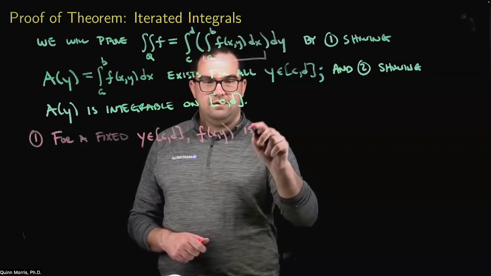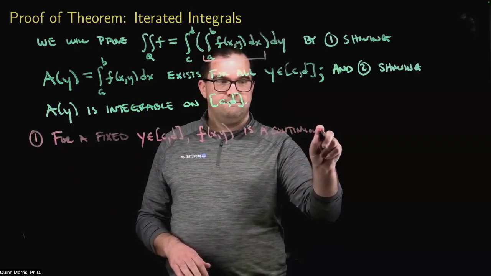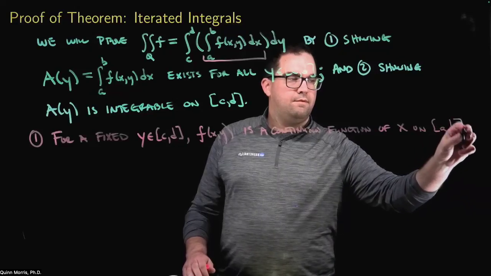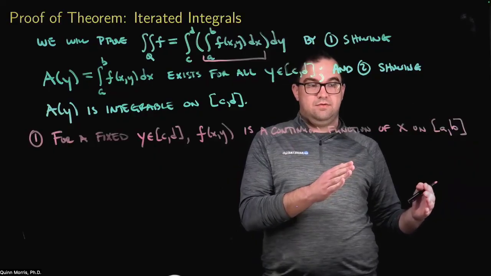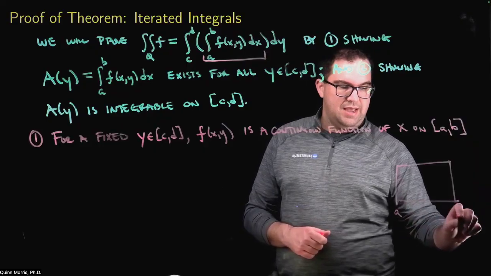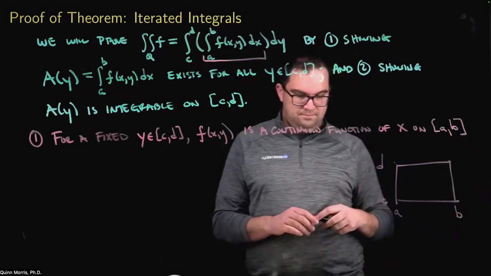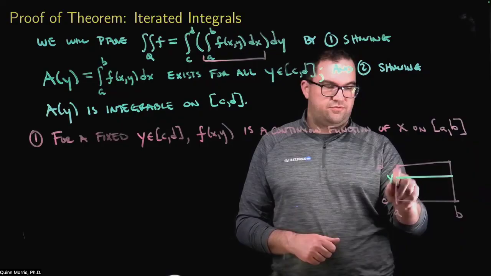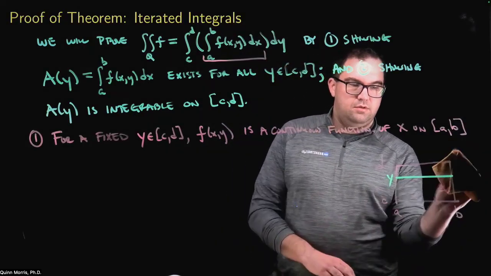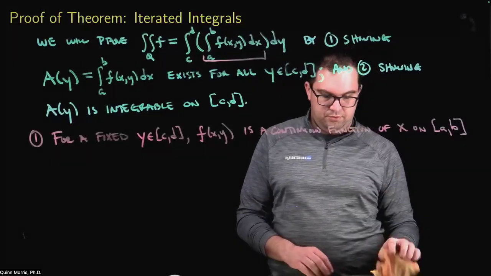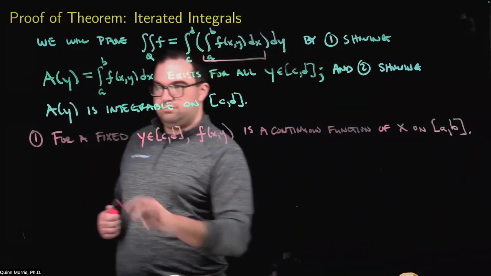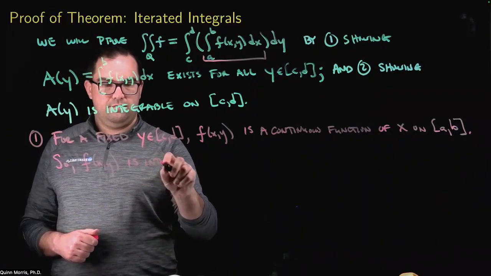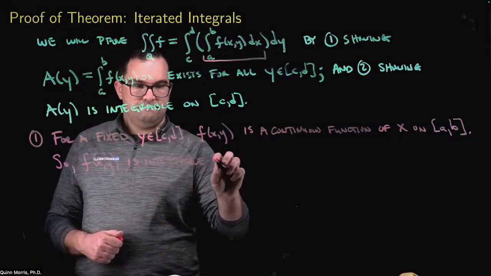So for a fixed y value, f of xy is a continuous function of x on the interval AB, because it's continuous on the rectangle AB cross CD. One way to think about this is it's continuous on this rectangle, and now you're fixing a y value. So your function restricted here is continuous on the interval AB just for that fixed y value. Well, this is a continuous function of one variable on a particular interval, so it's integrable. So f of xy, with y fixed, is just a function of the single variable x, and is integrable on AB.